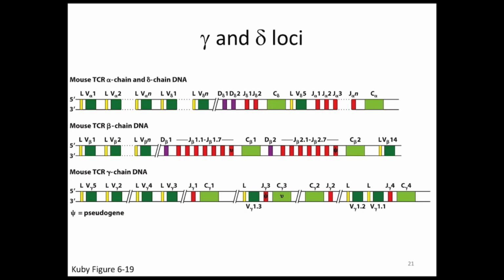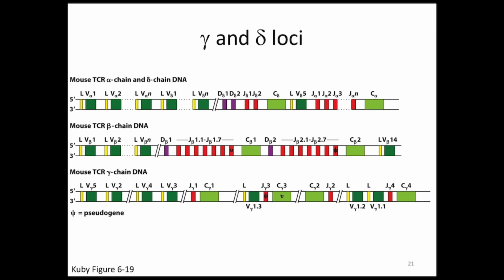So here you can see gamma. It's got some V's, it's got some J's, it's got some constant regions hanging out on some chromosome. Here you got beta, it's got its own chromosome. Here's all the V's, D's, J's of beta. And alpha and delta are actually together. Alpha and delta are on the same chromosome in the same place.